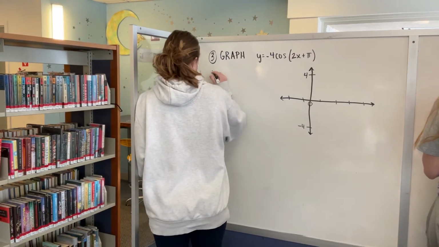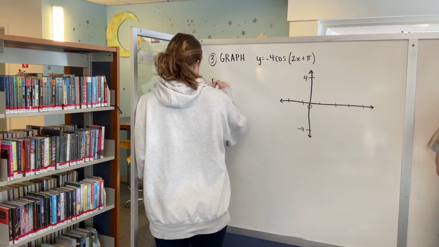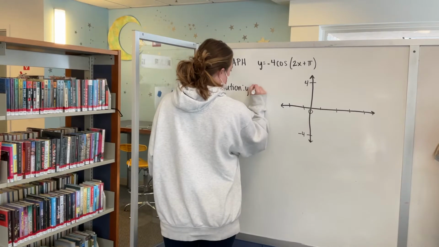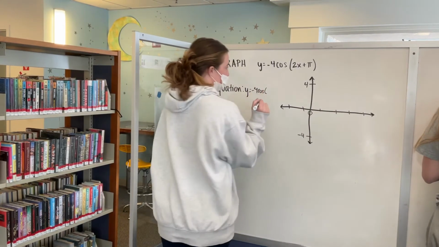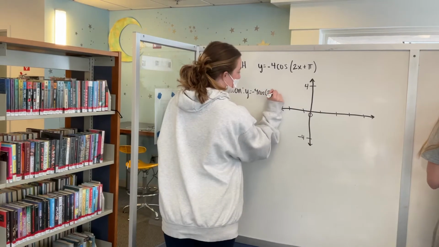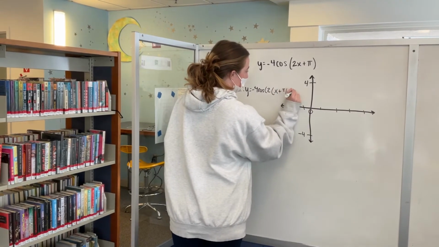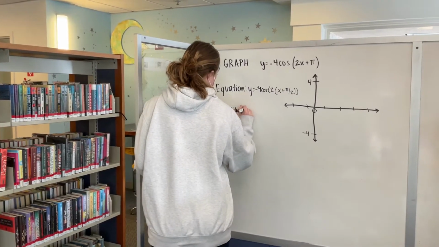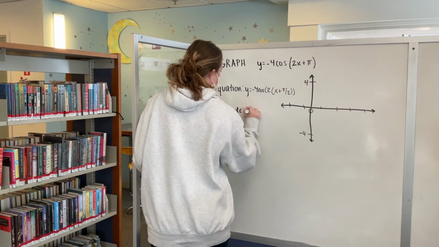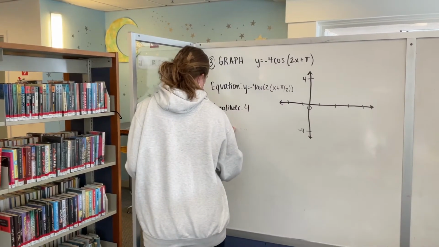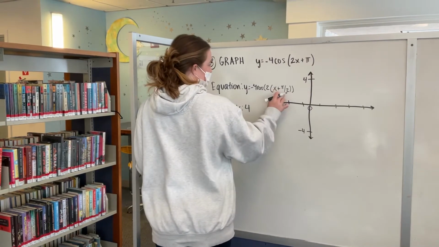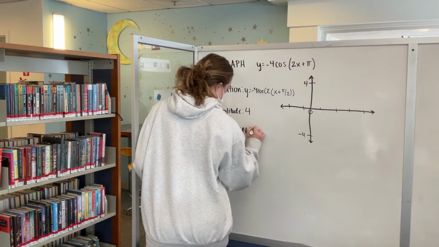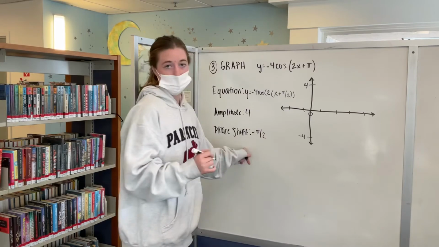Okay, so to start off with the equation, it is going to be y equals -4 cosine, and then I'm going to factor out this 2 to get x plus pi over 2. Next is going to be the amplitude, which is just going to be 4, positive 4. Phase shift is going to be the opposite of this number here, so negative pi over 2. And there is also no vertical shift.